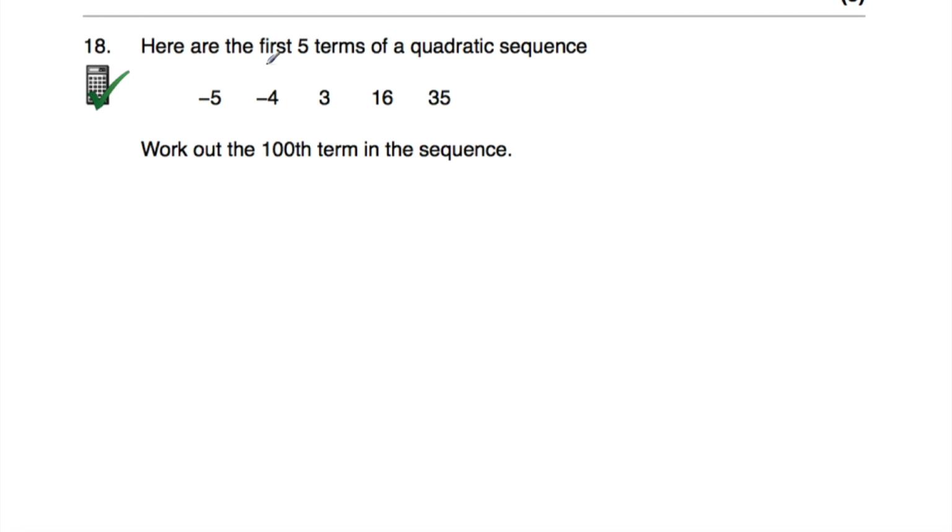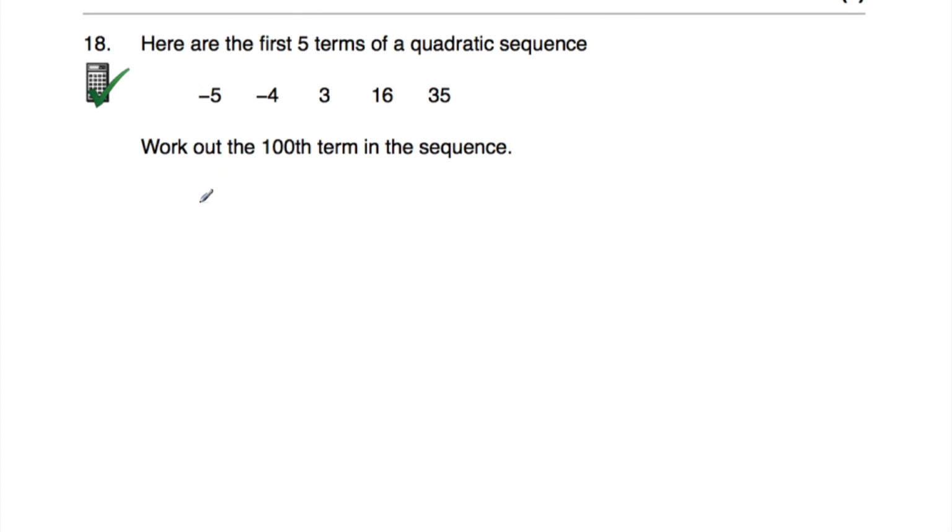So question number 18, we're told here are the first 5 terms of a quadratic sequence, and they are minus 5, minus 4, 3, 16, 35. I've been asked to work out the 100th term in the sequence. So we could just carry the sequence on, but we haven't really got time for that, particularly as the question is only a 4-mark question.